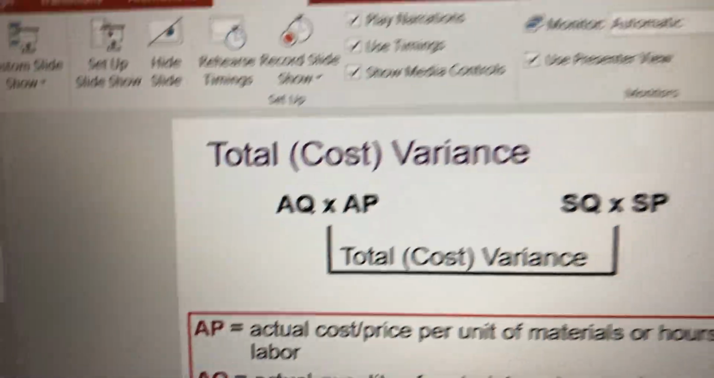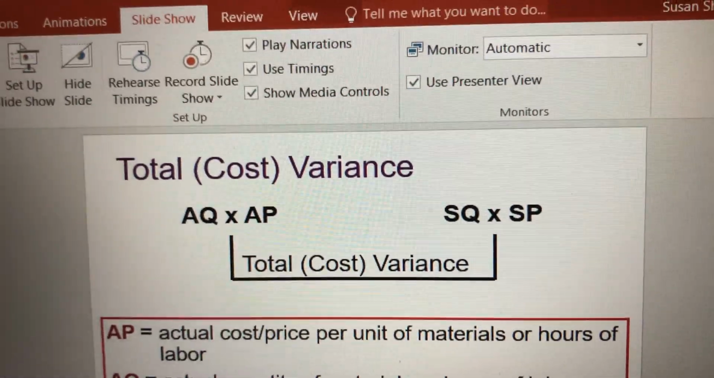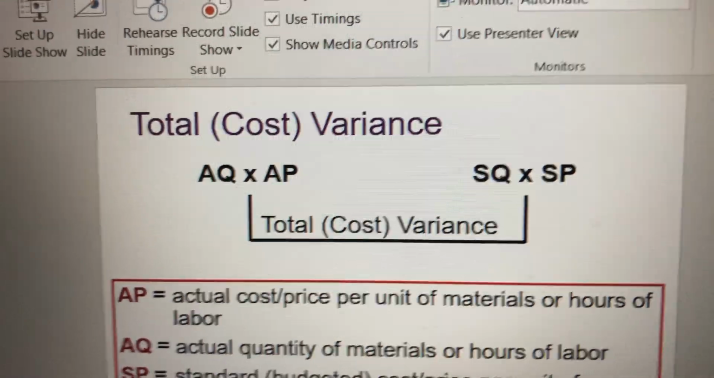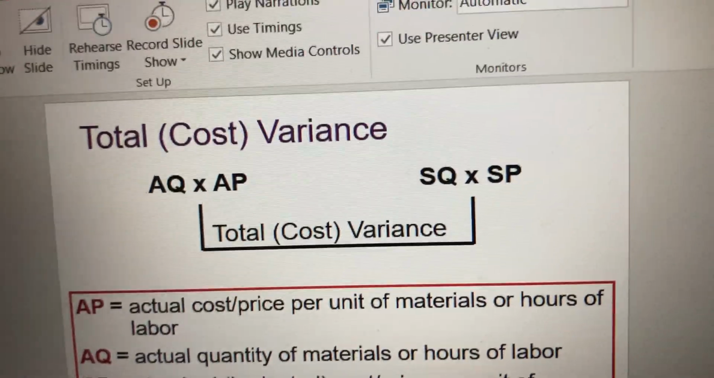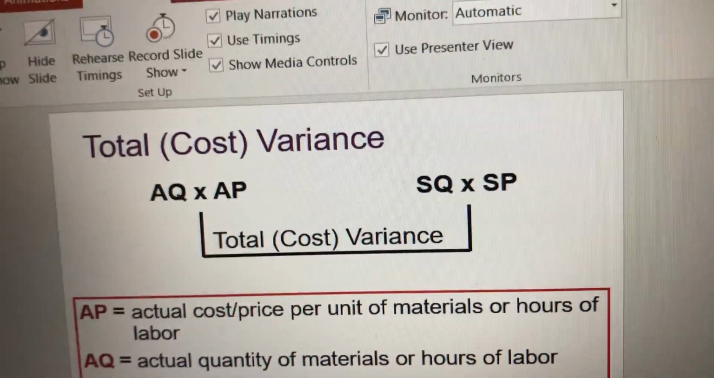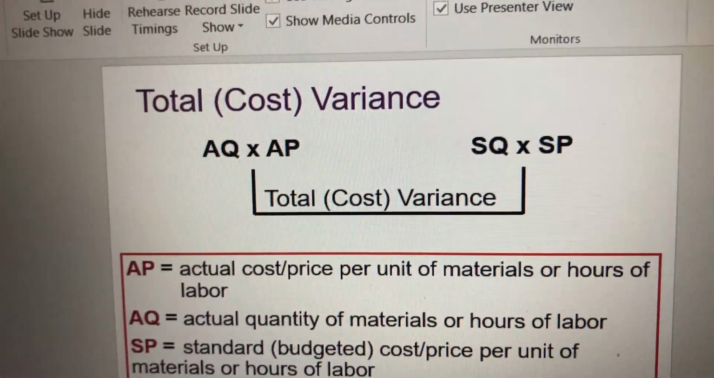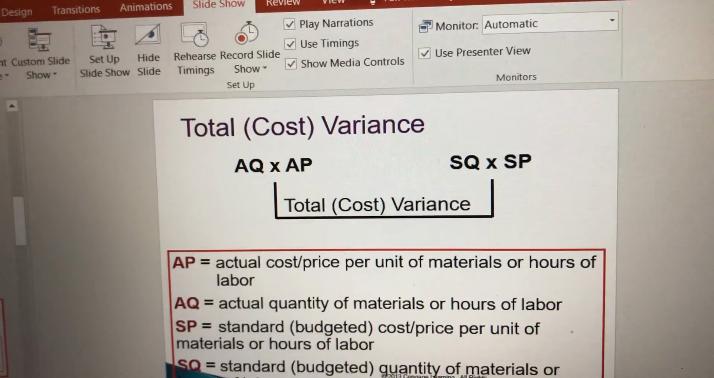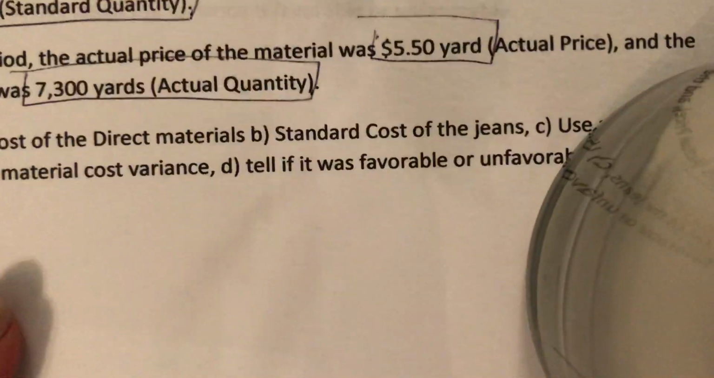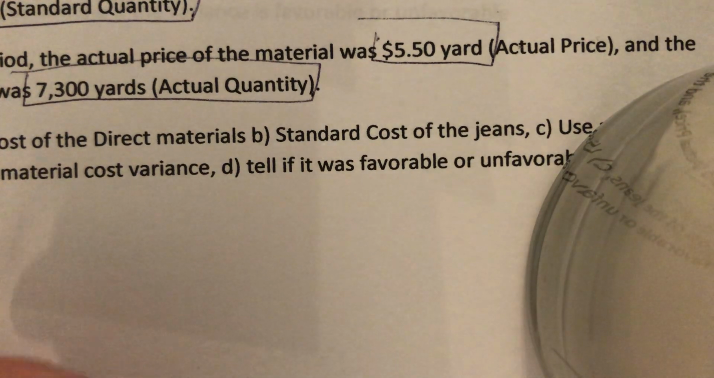So we want to draw this little graph, and on one end we want to put actual quantity times actual price. On the other, we want standard quantity times standard price. We want to take the difference, and that's going to tell us the total cost variance on a material. So come over here to your paper.